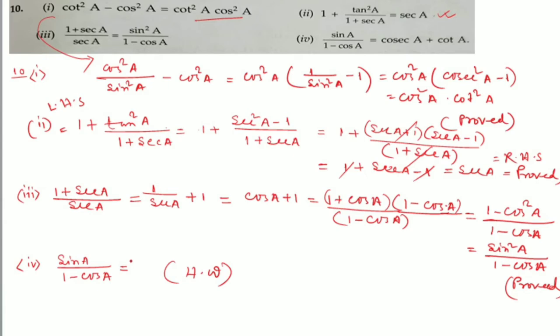Okay. Now we will solve problem number 11. The first one, you can see we have to prove sin A divided by 1 plus cos A is equal to 1 minus cos A divided by sin A. You will just multiply numerator and denominator by 1 minus cos A. Then we will get the answer. So you will do it at home. It will be your homework. If you face any problem doing this, you can make a comment in the comment box. I will help you to do this problem.